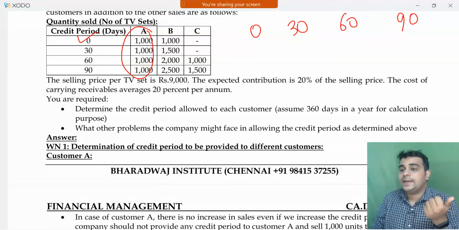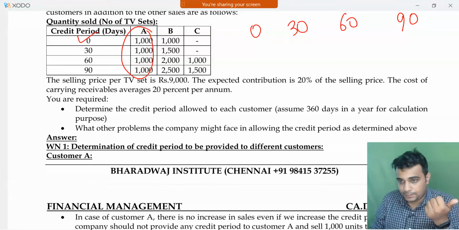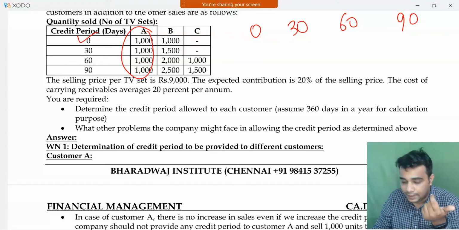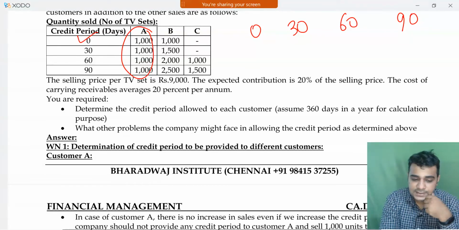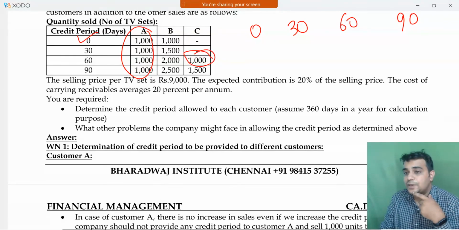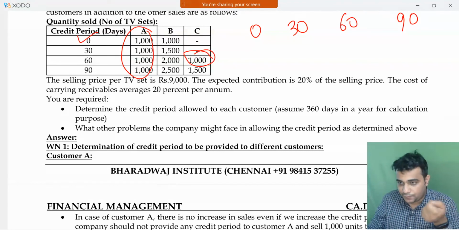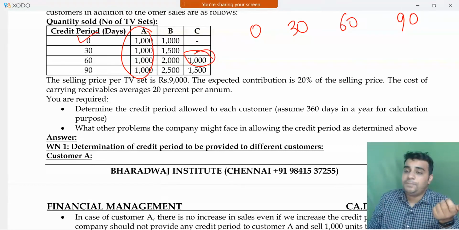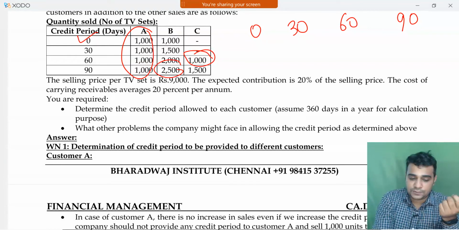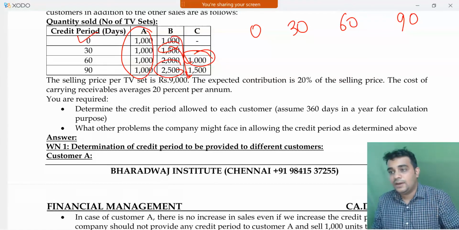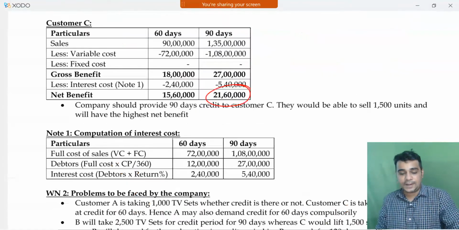If customer A gets to know about this, it can become a trouble, because he is not being given any credit period, whereas others are given credit period. Also the table says customer C, for 1000 units itself you are giving him 60 days credit. So this customer A can very much ask for this credit. Customer B is buying 1500, at 1500 here it's 90 days. So you cannot have varying levels of credit for different set of customers. So that can become a problem.